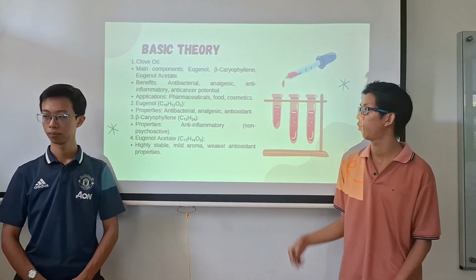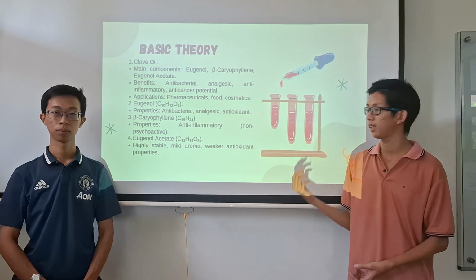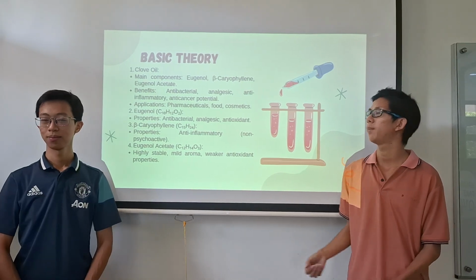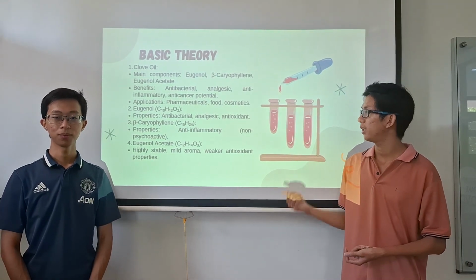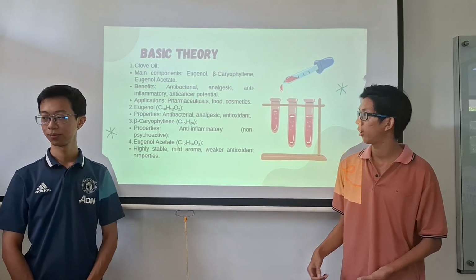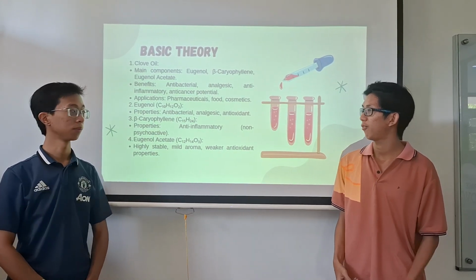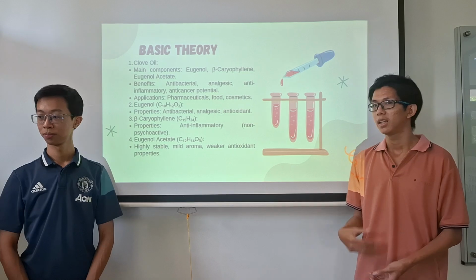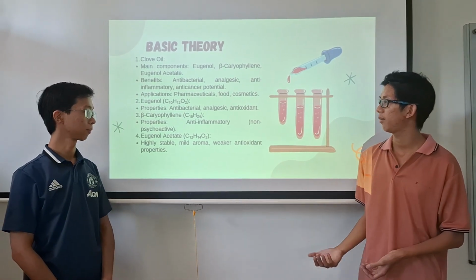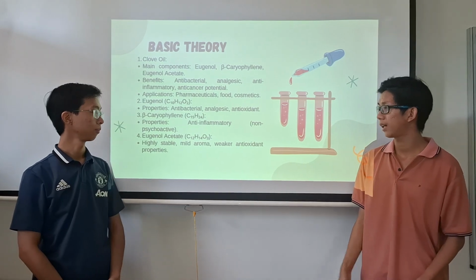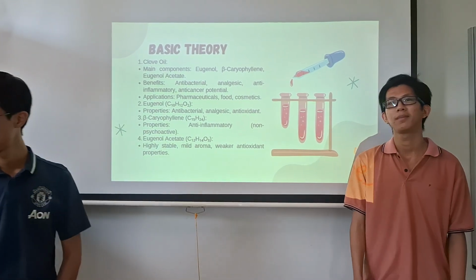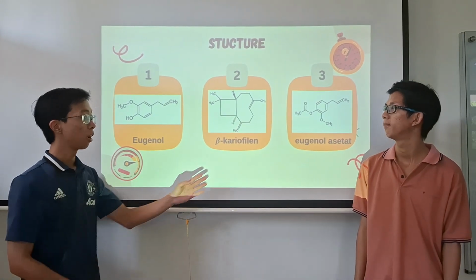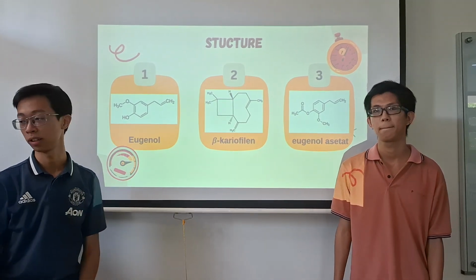Now we are going to talk about the components. The first one is eugenol. Eugenol's properties are antibacterial, analgesic, and antioxidant. For beta-caryophyllene, the property is anti-inflammatory and non-psychoactive. Eugenol acetate has a highly stable, mild aroma and a weaker antioxidant property. Here we have the pictures of eugenol, beta-caryophyllene, and eugenol acetate.